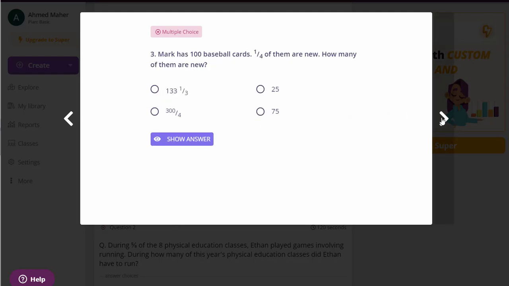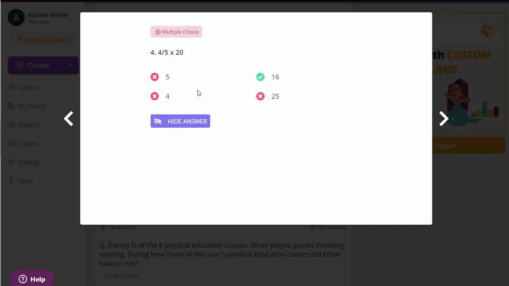Okay, let's move to the next one. In this one, multiply 100 by 1/4. So we will get 100 over 4. Use the long division. You will get 25, and no fraction, just a whole number. Any problems? Okay, the next one is very easy. 4/5 times 20 equals 16. It will be 80/5, and 80/5 equals 16.